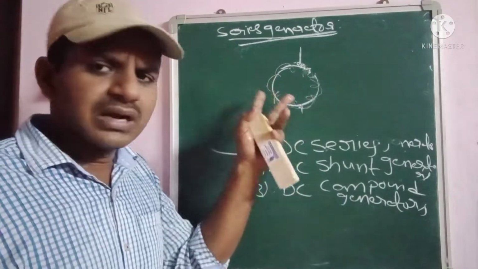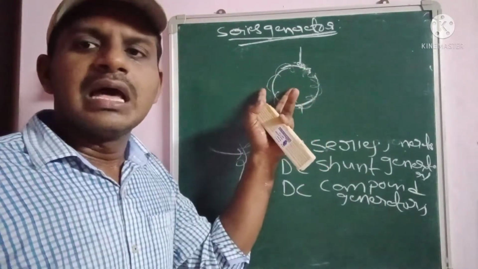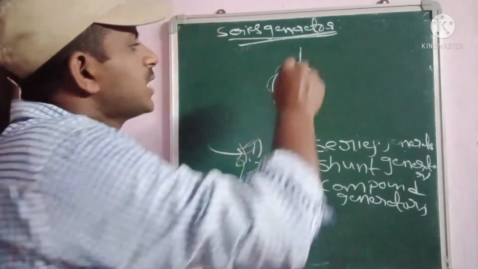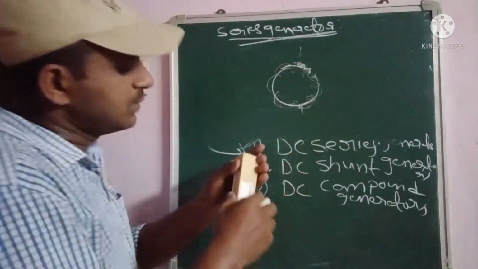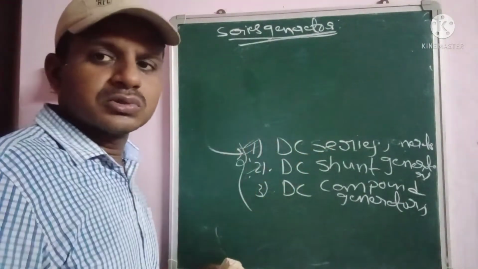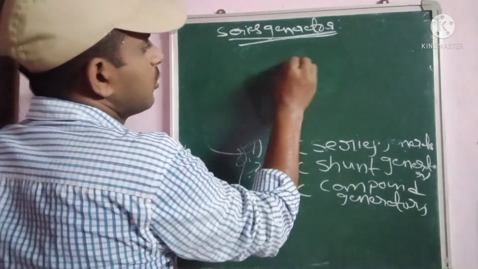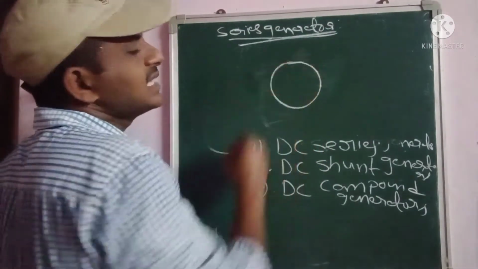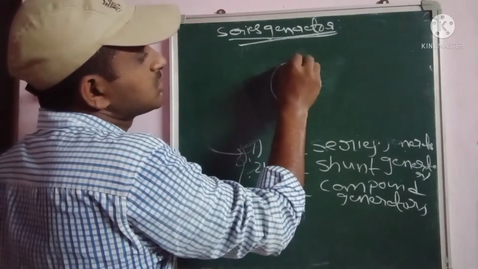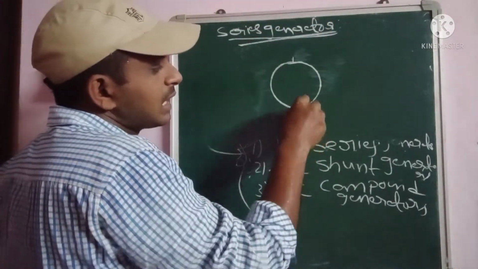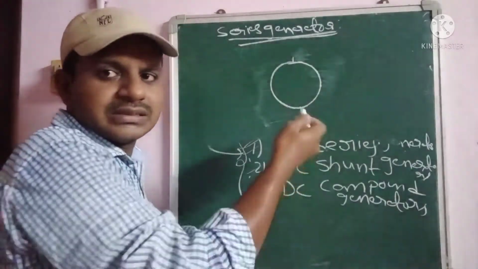All machines may contain this representation; it is the same. So this is the armature, and you can simply represent it as this generator. This generator contains the armature. One terminal comes from the top of the rotor and the second terminal comes from the bottom of the generator rotor.